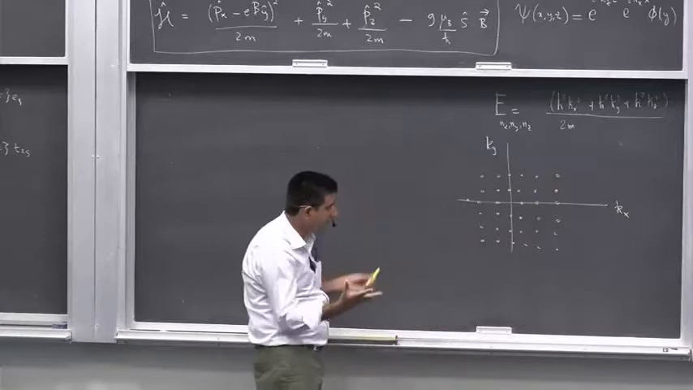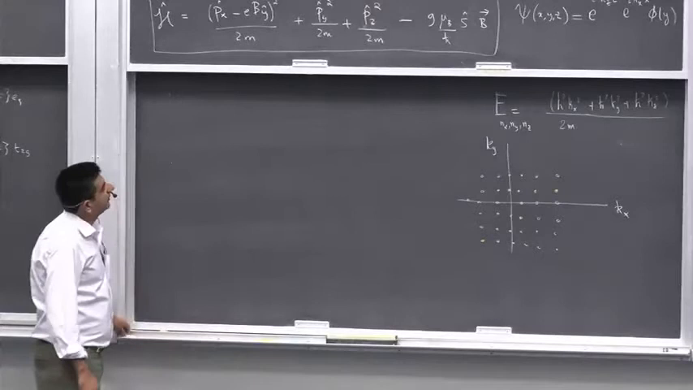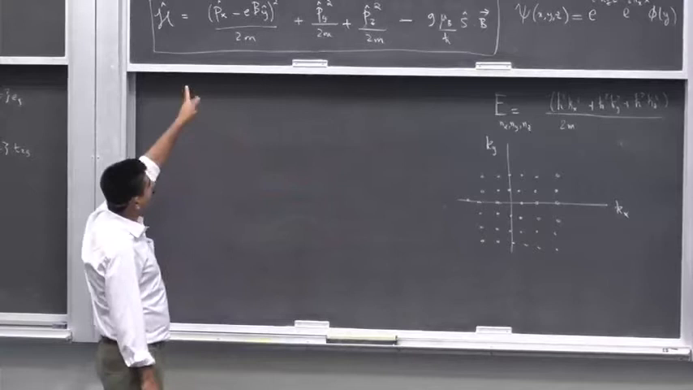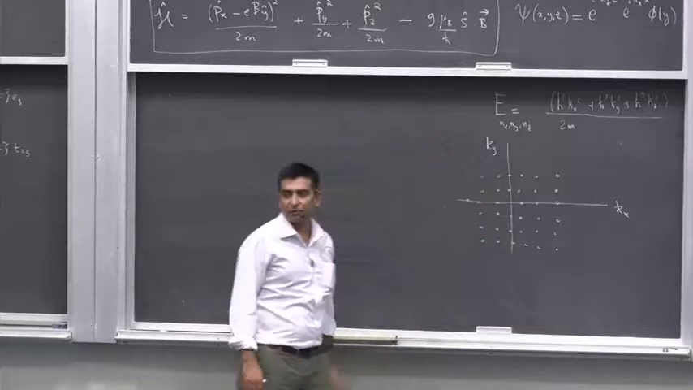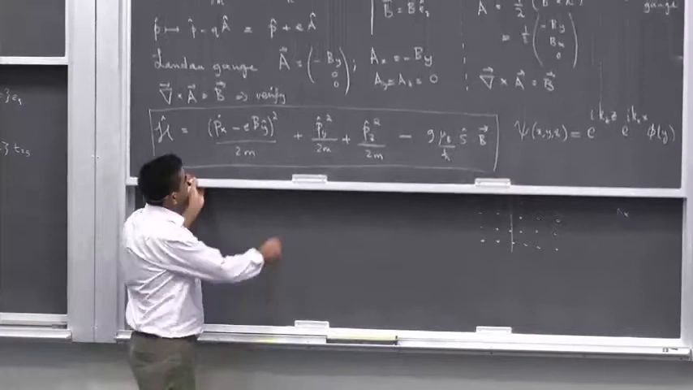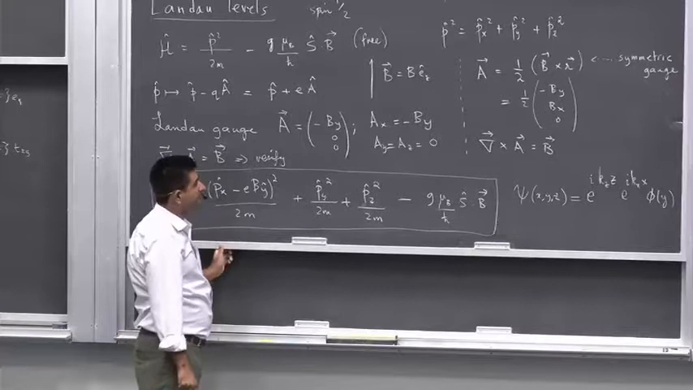Alright, now we have switched on a magnetic field. Now you notice that Pz squared is still there. There's a Px squared still there. So associated with the Px squared and the Pz squared, I can write plane waves. But I can't do so for the y variable, because the y variable is mixed in with this coordinate variable over here. Alright, now what I could do is the following.